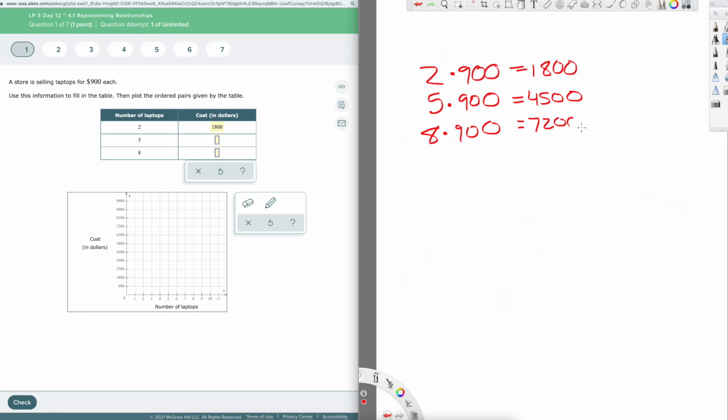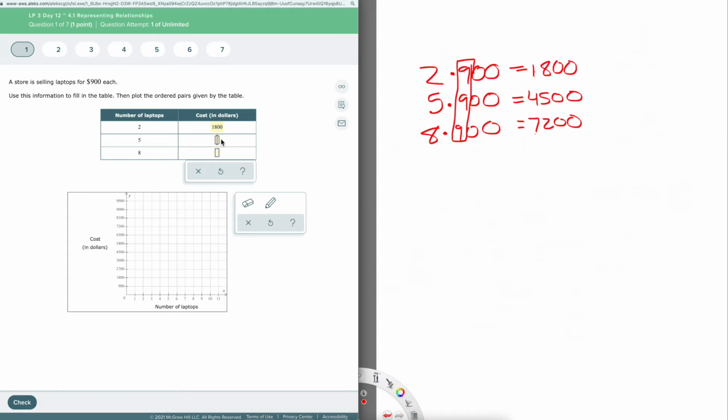So one thing you can do too is I can just focus on this 9 when I'm multiplying. 9 times 2 is 18. 9 times 5 is 45. 9 times 8 is 72. And then I can add those zeros back on. So it's just a very quick way to do some mental math so that you don't have to necessarily grab that calculator every time. If you're having trouble with the basic multiplication, like 9 times 2 and 9 times 5, 9 times 8, we should definitely know that at this point in math because we're in 8th grade.